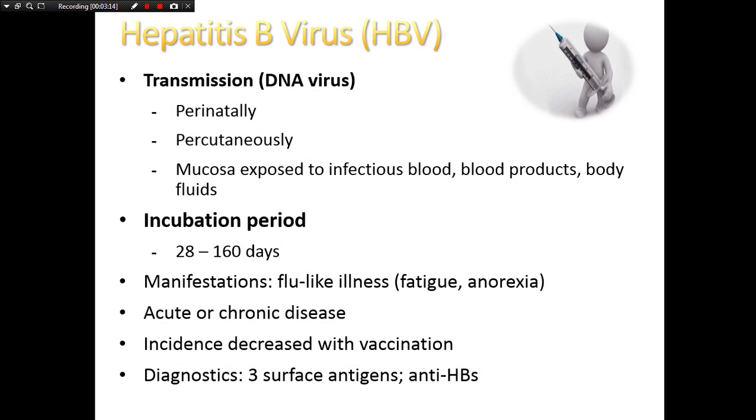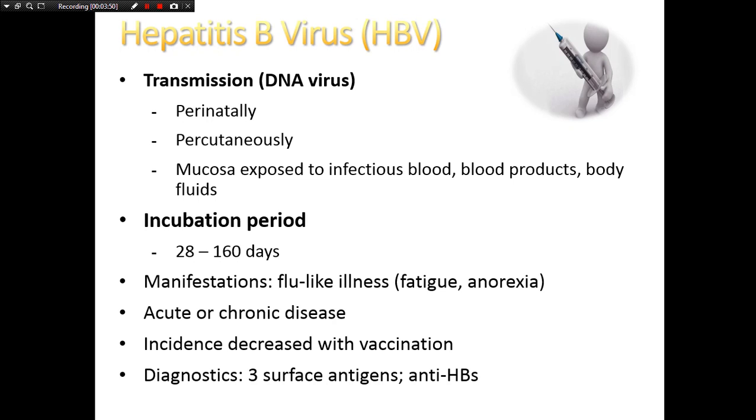Hepatitis B is transmitted perinatally from mother to baby, and percutaneously, so through IV sticks and IV drug use. It can also be transmitted via mucosal exposure to infectious blood, blood products, or body fluids like saliva. The incubation period is 28 to 160 days. The manifestations, similar to hepatitis A in the incubation period, can be very flu-like, i.e. fatigue and anorexia.